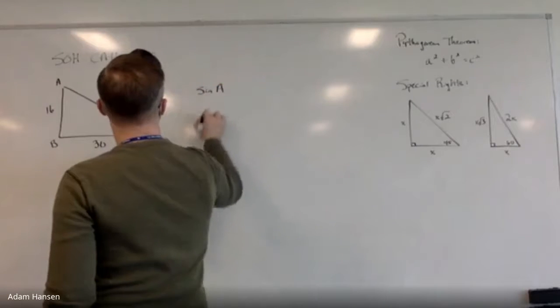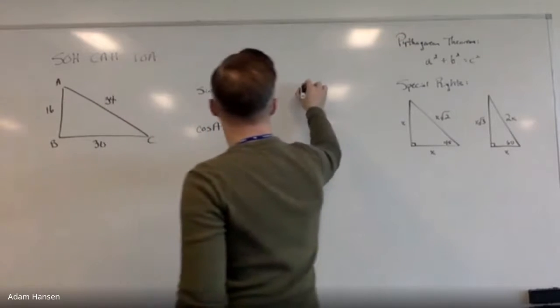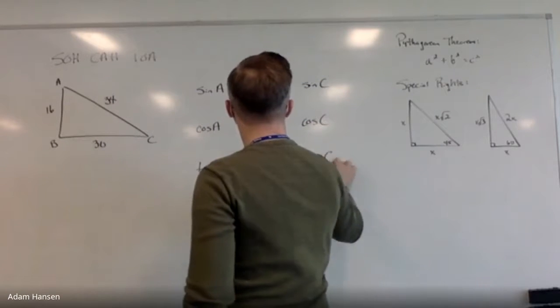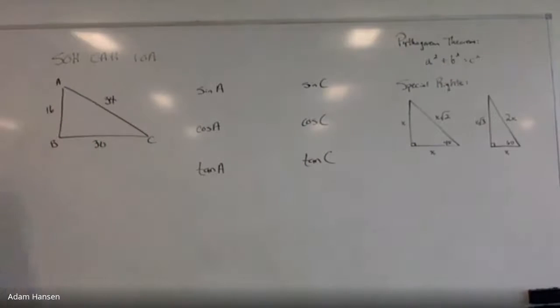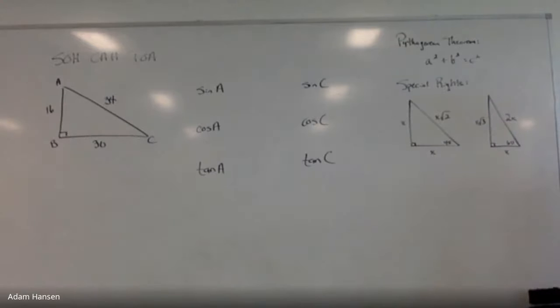Sine of A, cosine of A, and the tangent of A, as well as the sine of C, cosine of C, and the tangent of C. Trig ratios are built from the acute angles in a right triangle. What does acute mean? Smaller than what? Smaller than 90. So B would be our right angle. Angle B is our right angle. A and C are the two acute angles in a right triangle. Let's find the sine, cosine, and tangent of the acute angle A, as well as the acute angle C.